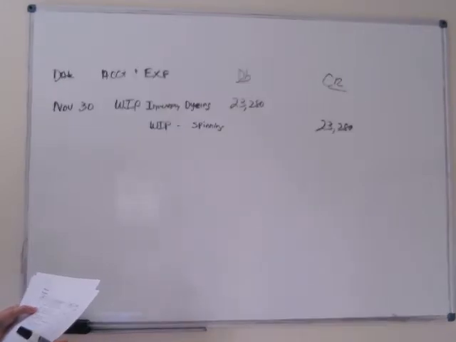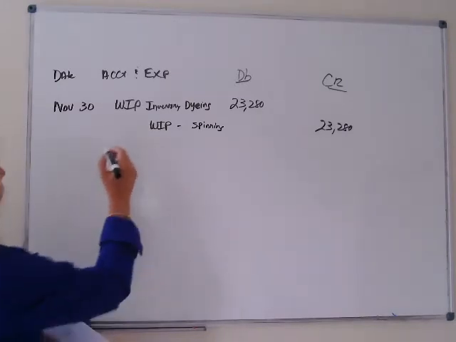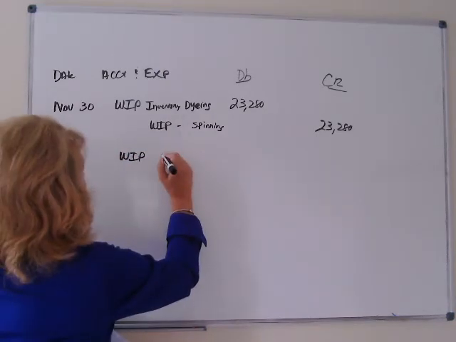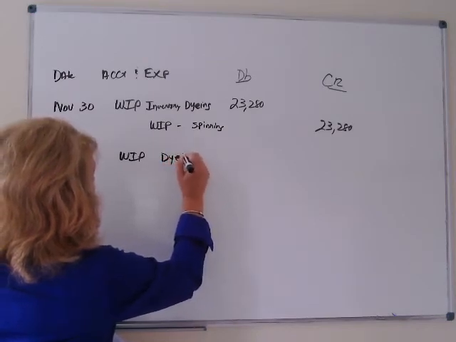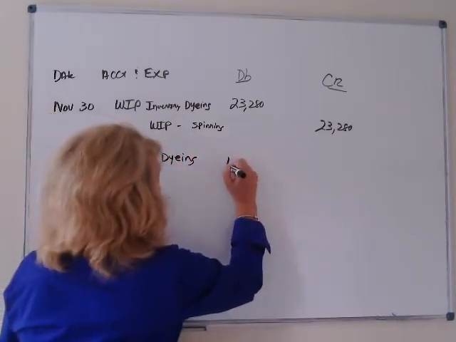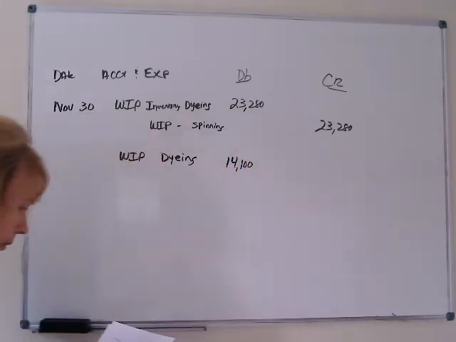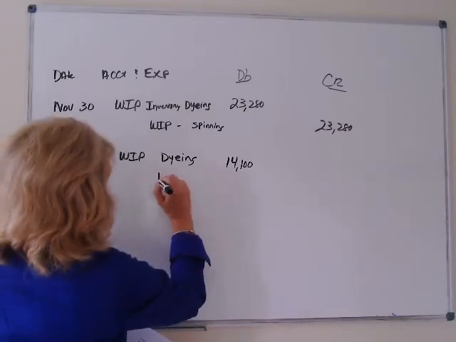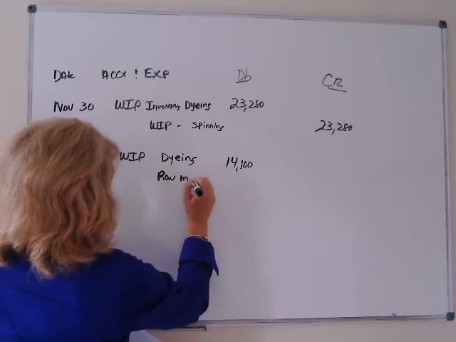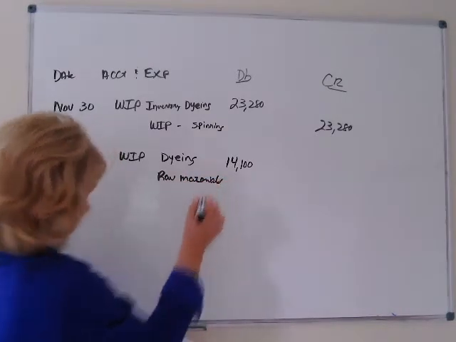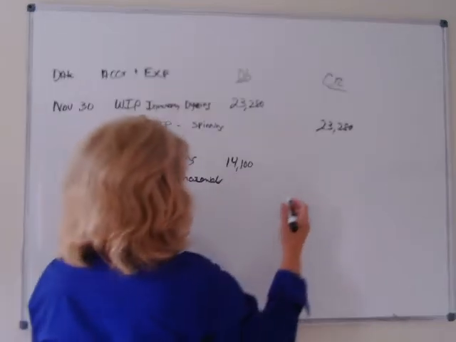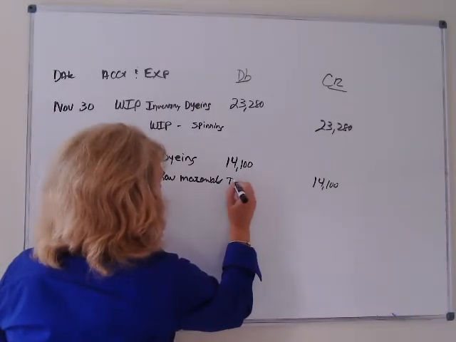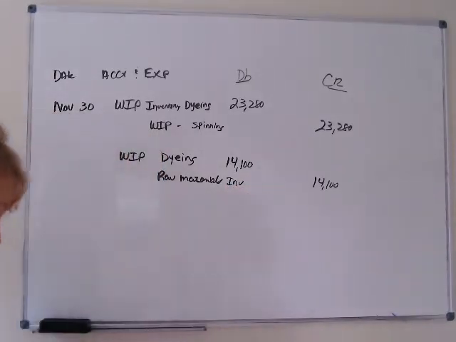Next one is the WIP. And again, dyeing. 14,100. And then this is going to be raw materials. Okay, this is your materials. So you're crediting raw materials inventory for 14,100. Okay? That's an inventory account. That's an asset. If you're crediting, you're decreasing.